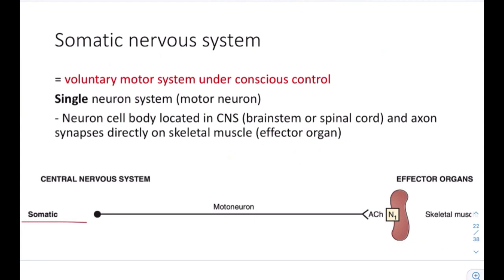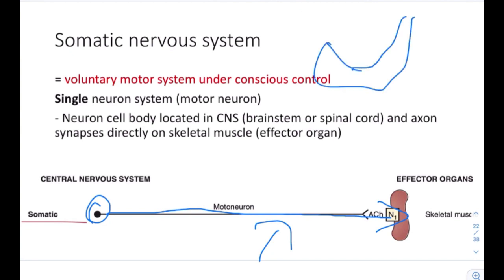So the somatic nervous system is basically responsible for the conscious control of skeletal muscles. So it's a voluntary motor system under your control. It's a single neuron system. That means it consists of a single motor neuron. So here we have the cell body in the central nervous system, and then the axon, which synapses directly on the skeletal muscles. Like I mentioned, the neuron cell body is located in the CNS, the brainstem or the spinal cord, and the axon synapses directly on the skeletal muscle. So for example, when you move your arm, this is a function of the somatic nervous system.